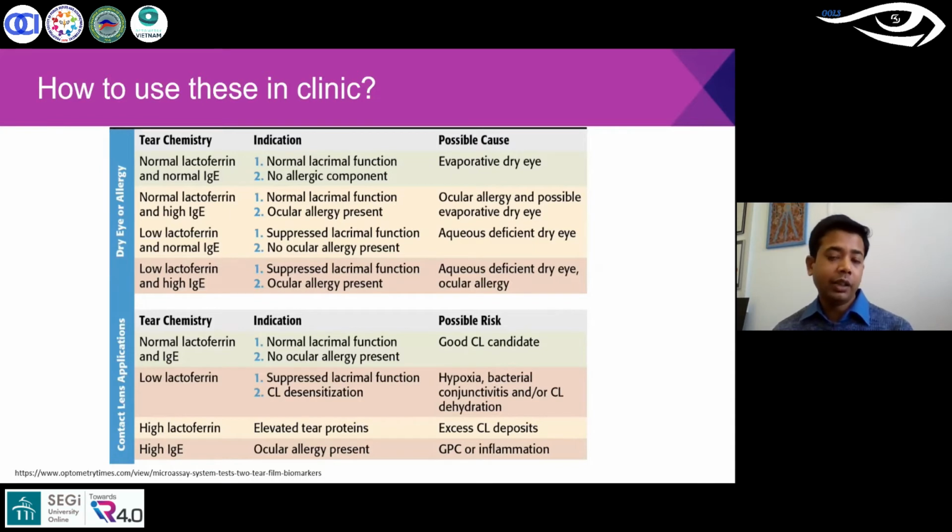Low lactoferrin and high IgE means tear secretions are low, and inflammatory and allergic reactions are very high. It's definitely aqueous deficient, but also an ocular allergy.